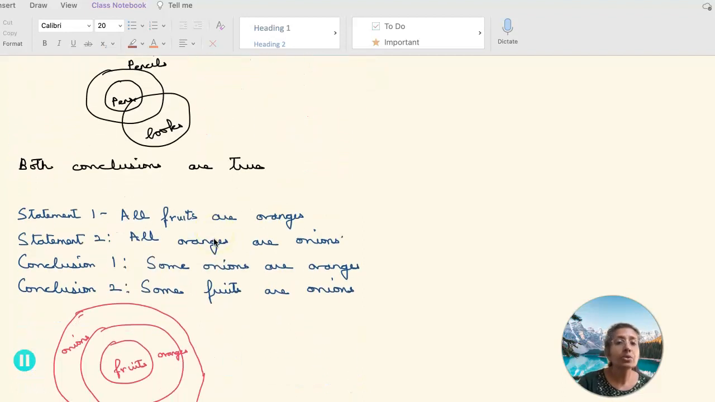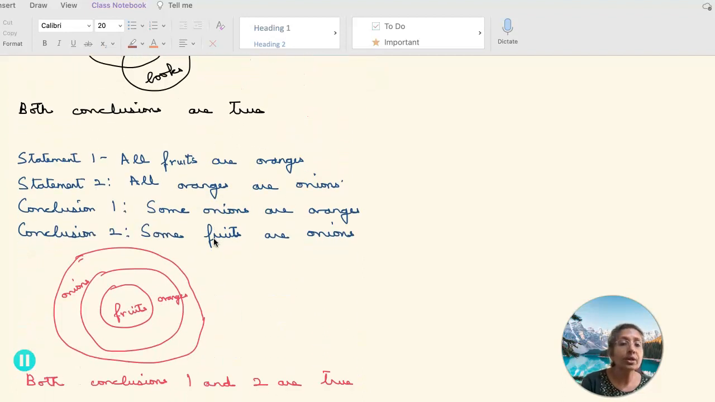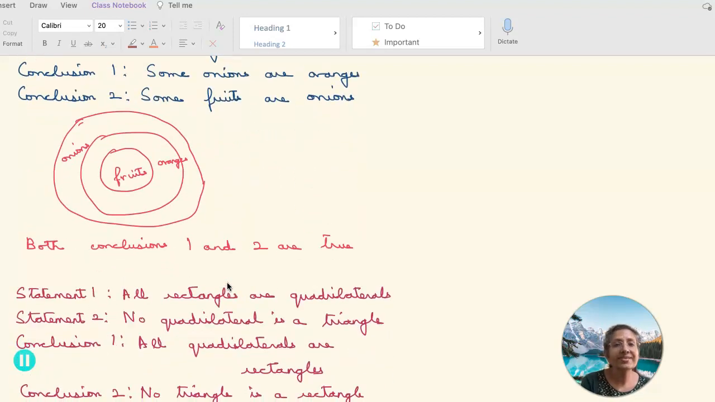Statement 1, all fruits are oranges. Statement 2, all oranges are onions. So all fruits are oranges and all oranges are onions. So we draw the Venn diagram depicting statements 1 and 2. Conclusion 1 is some onions are oranges, which is true. And conclusion 2, some fruits are onions, which is again true. So both conclusions 1 and 2 are true.